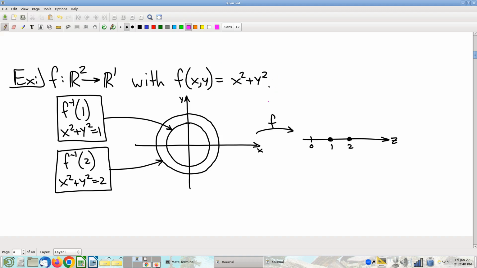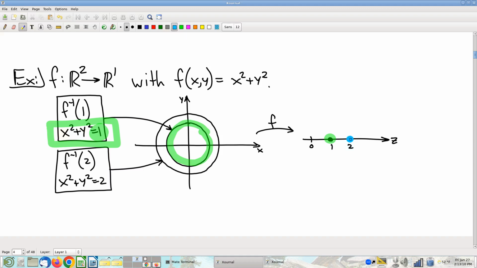Okay, so for example, let's look at the output value 1. Notice here I'm setting the value of the function equal to 1. I'm then looking at all the points in the domain for which the value of the function is equal to 1. I get x squared plus y squared equals 1. And of course we know what that is. That's a circle.